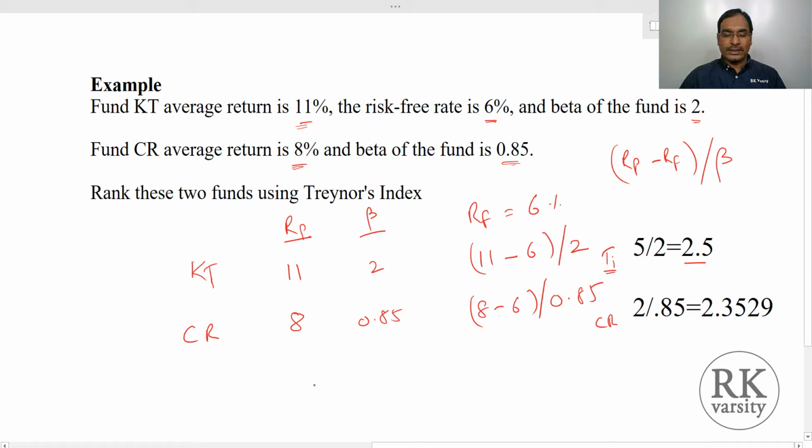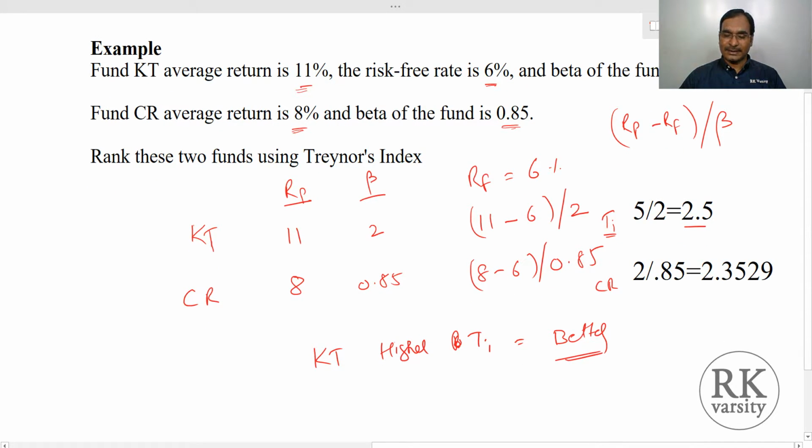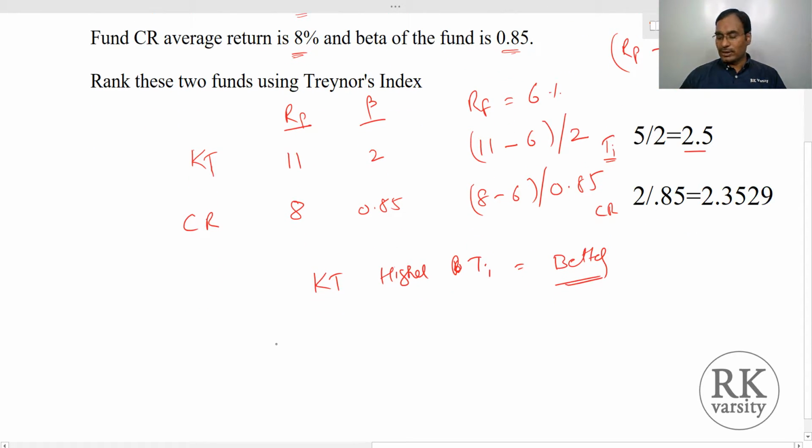So KT has a higher TI, that is a higher Treynor index. So this is considered better compared with CR. Like this, we consider the market risk or systematic risk of individual stocks and compare. If you have more than 2 stocks, then we simply rank them according to the Treynor's ratio. To the best of my understanding, both the Sharpe index and the Treynor index, when you rank securities using these two, more or less give similar results.